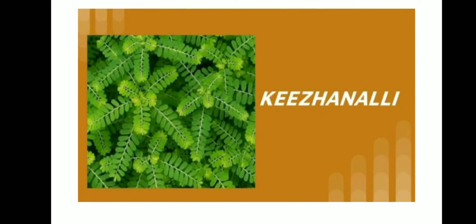Next, Keelanelli. Phyllanthus amarus is the scientific name. It belongs to the family Euphorbiaceae. So this already we saw, Euphorbiaceae. One more variety we saw, Kuppaimeni, isn't it? Keelanelli also belongs to the same family, Euphorbiaceae.